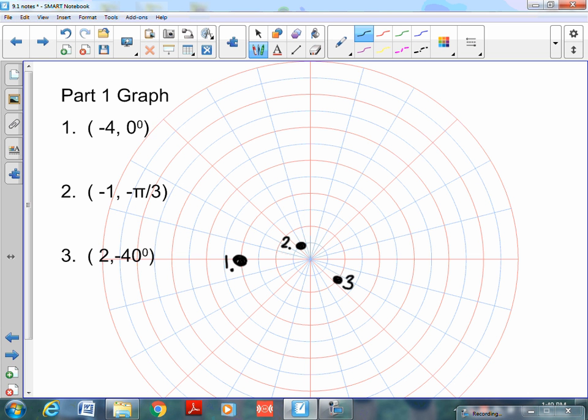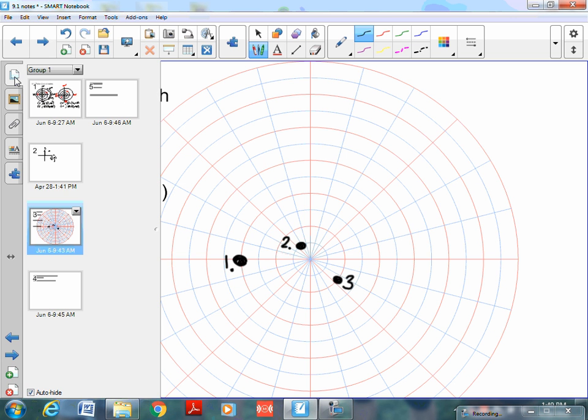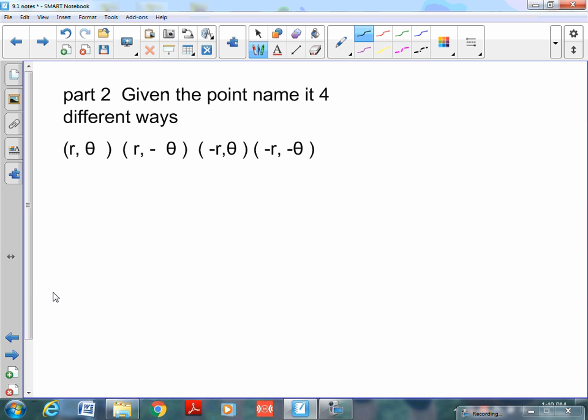Anybody want any more for part 1? Everybody got it? I only did a negative, positive, negative, negative, positive, negative. I guess I could have given you a positive, but I think you got it, correct? Okay, next part. Second part is kind of fun. Given the point, name it 4 different ways. I've got to give you the point. Where are we? Right here.